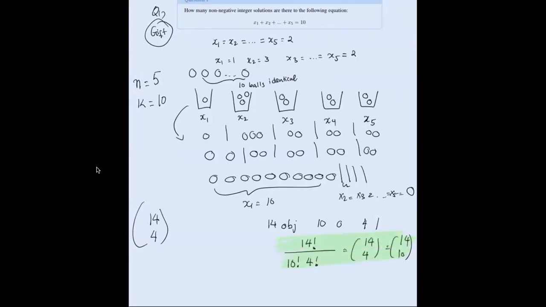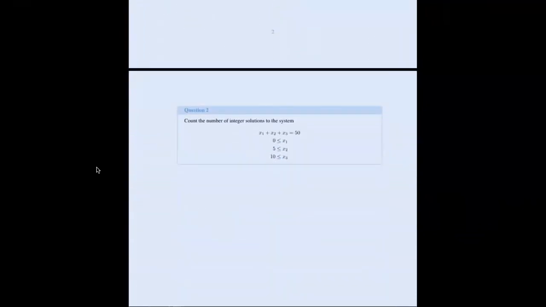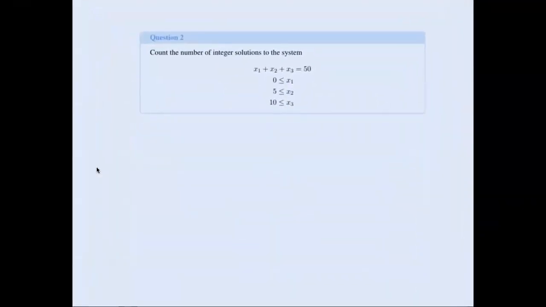Now I will let you work on question 2 by yourself. It's very, very similar, but it has some restriction here. So you will have to think about it. How do you make sure that each x is at least some amount? You will have to think about that. I will give you 5 minutes and then I will take it up. If you have any question, feel free to put in the chat.